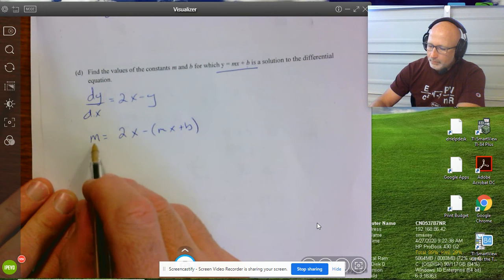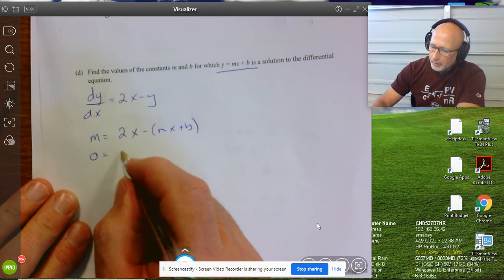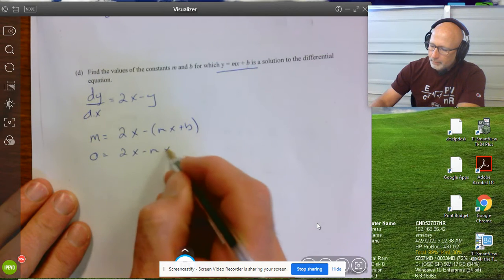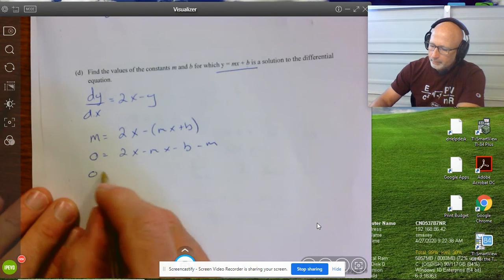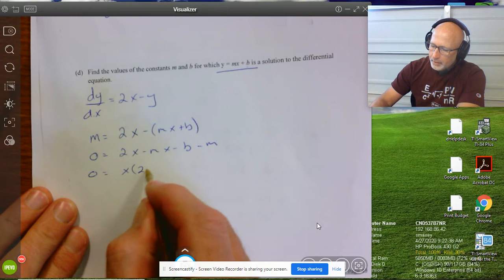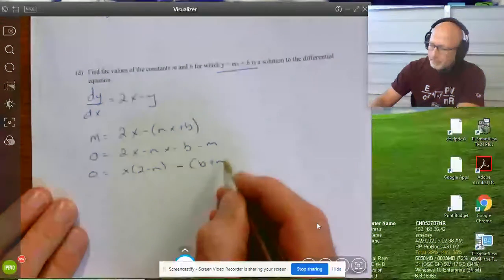So what I'm going to do is subtract it over. So if 0 is equal to 2x minus mx minus b minus m, I'm going to factor out an x here. So (2 minus m)x minus b plus m.